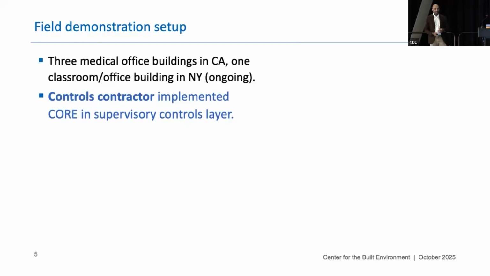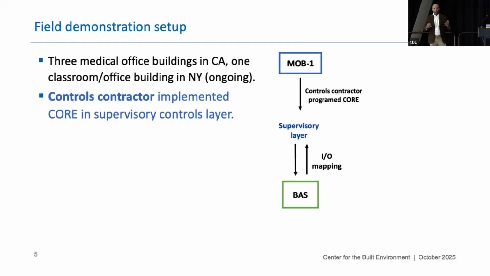In the first building, the controls contractor programmed CORE in the supervisory layer, then mapped inputs and outputs to the building automation system, so that CORE could run in the supervisory layer but control the building. This whole process, including the initial programming, debugging, and commissioning, took months' worth of work. But then they had a framework and a program that they could use easily in the next implementation.